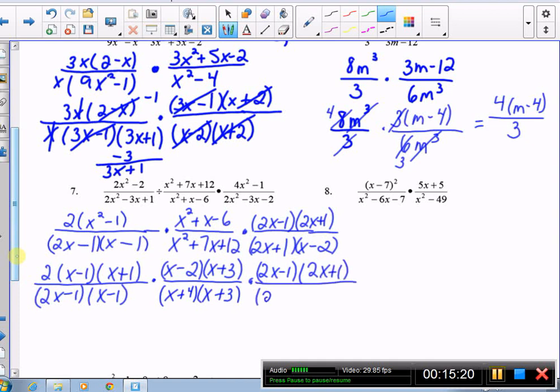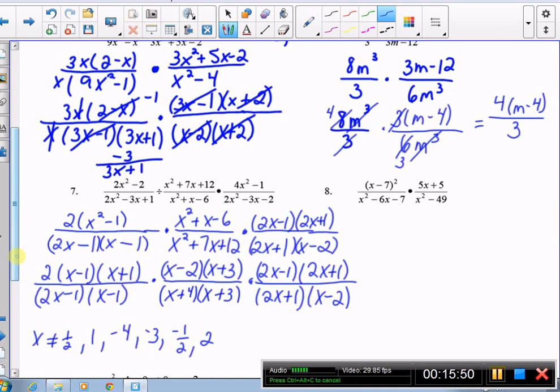I'm going to look at my undefines, okay, because all of my denominators, so it looks like x cannot be 1/2, x cannot be 1, x cannot be negative 4, negative 3, negative 1/2, or 2, okay?